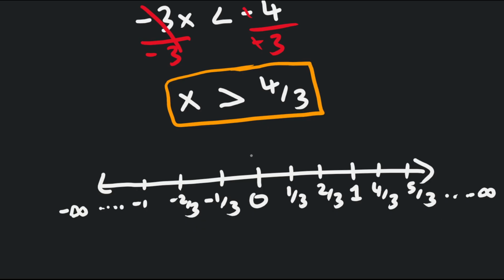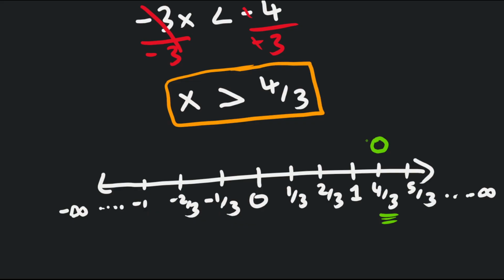Okay, so how do we draw this on a number line? Let's go find 4/3. It's right here, 4/3. And let's go ahead and draw a circle. Is it going to be open or closed? Well, that depends. We have an x greater than. It's not a greater than or equal to. If we had that or equal to, it would be closed, but it's just a greater than, so we'll leave it open. And we're going to draw an arrow either to the left or to the right.